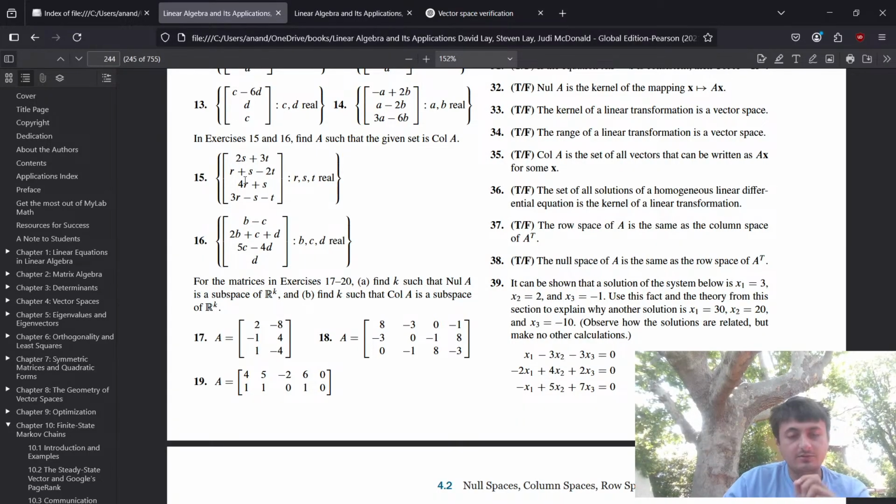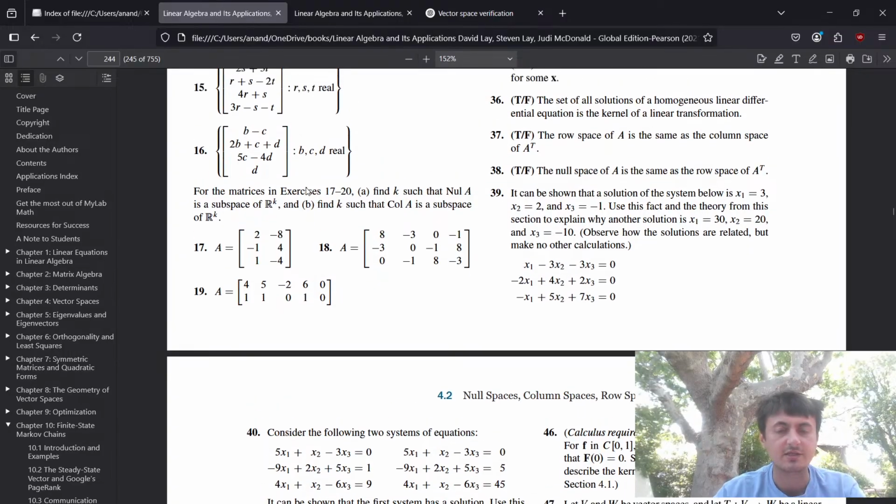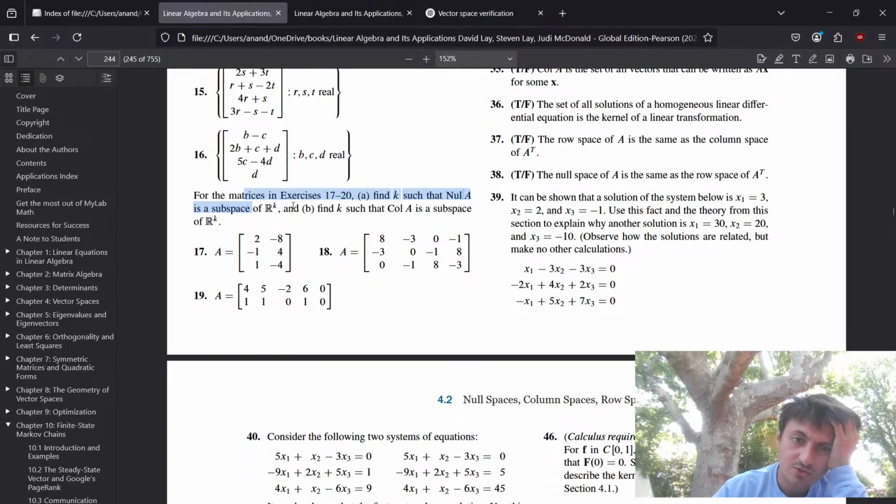So for 15, there are 3 free variables. So we're going to write it as r times a vector 0, 1, 4, 3, plus s times 2, 1, 1, minus 1. And then the last, plus t times 3, minus 2, 0, minus 1. Then the column vectors, you just stick those into a matrix. That's pretty easy. These are going to be pretty easy too.